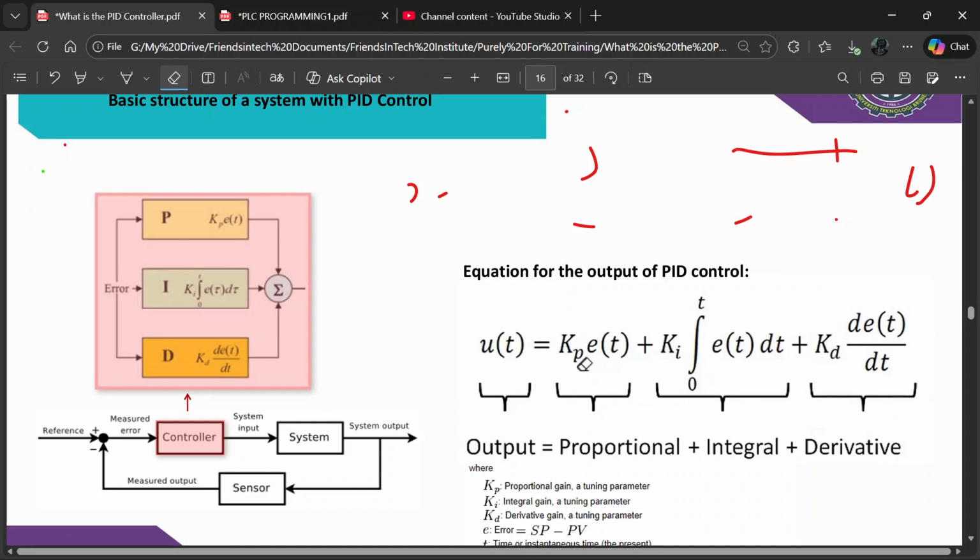So remember, this e of t is an error signal. Let's say that your set point is 50% and the actual level is 40%. So e of t will be 50 minus 40, and that gives you 10. So e of t will be 10 in that case.